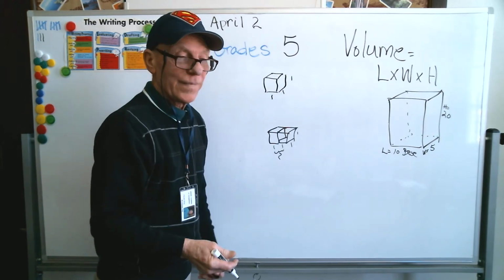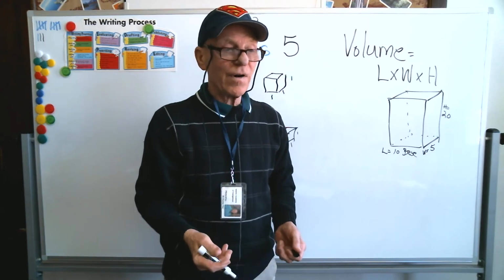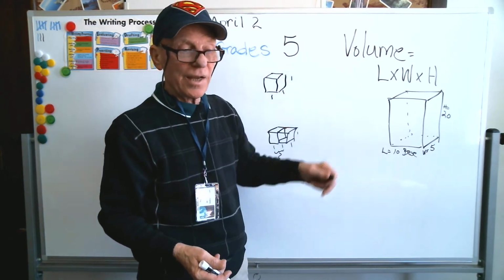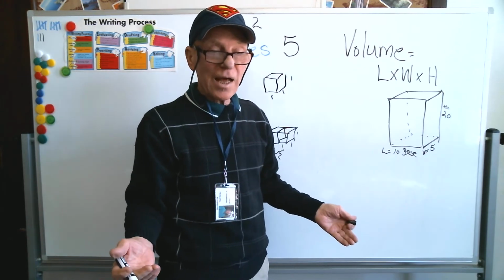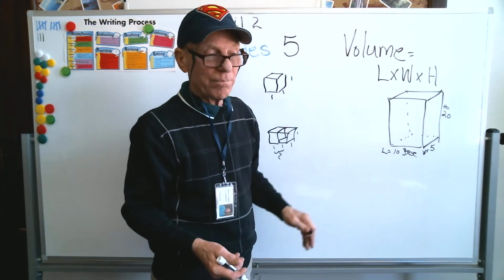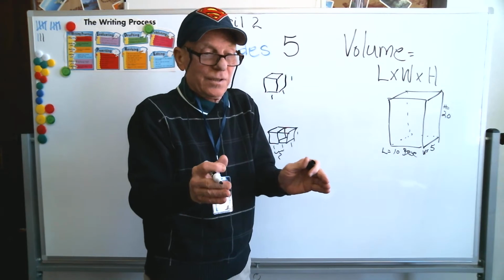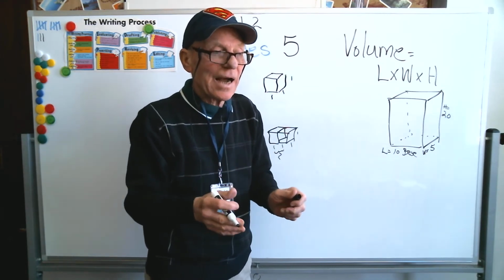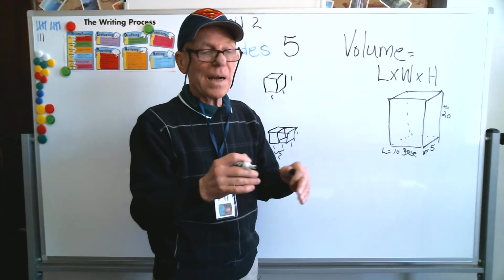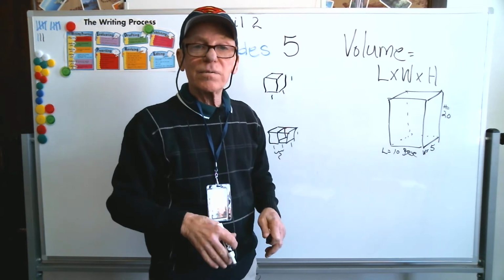Now, the simple formula for calculating volume is length times width times height. Three-dimensional objects, 3 dimensions. And every box, bathtub, container of any kind has a length, a width, and a height. And by multiplying those together, you can determine how much will go into that.